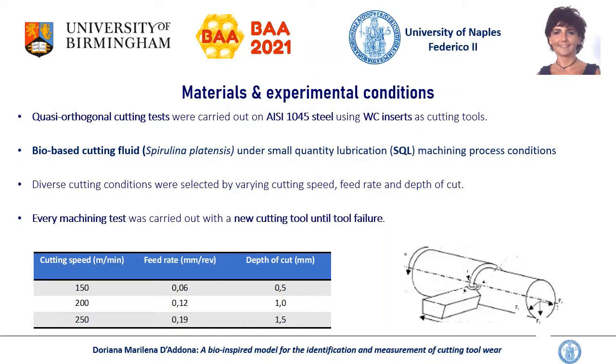We have carried out quasi-orthogonal cutting tests on steel 1045 using carbide inserts as cutting tools. Bio-based cutting fluid under small quantity lubrication machining process condition was utilized. We have selected diverse cutting conditions by varying cutting speed, feed rate, and depth of cut, as reported in the table. Every machining test was carried out with a new cutting tool until tool failure.